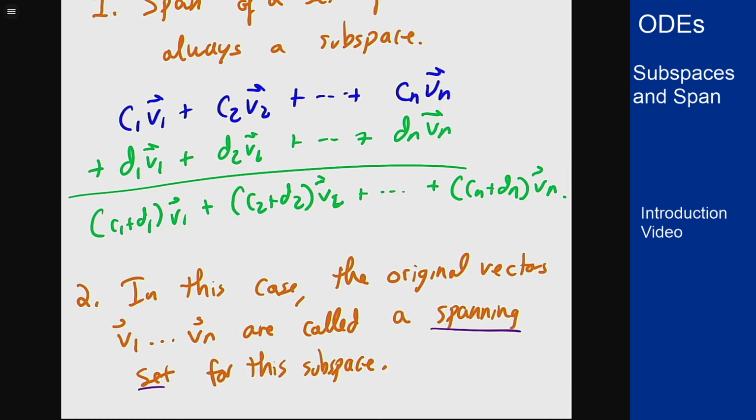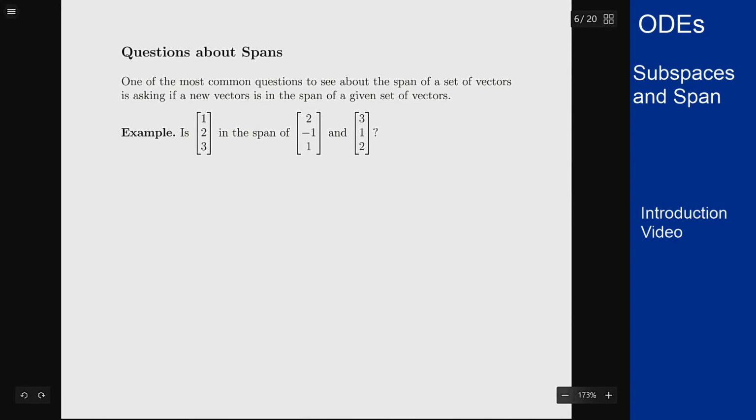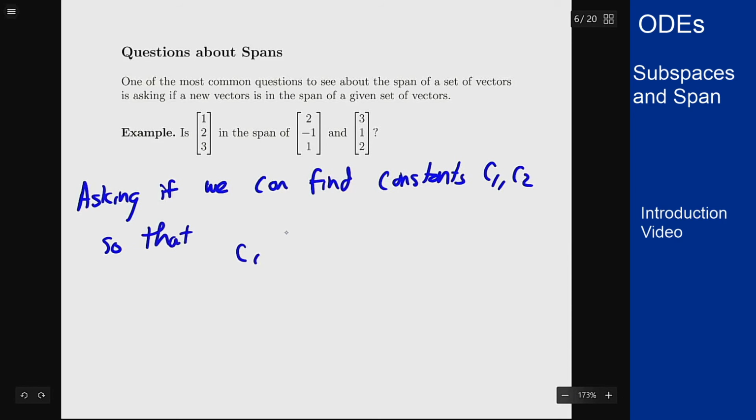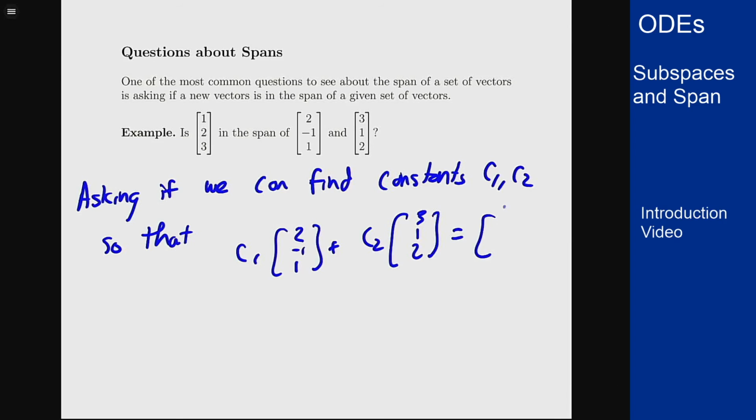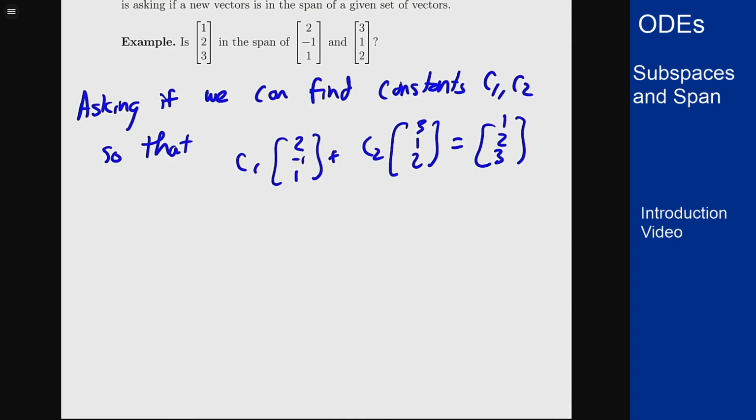Now, one of the main questions you get asked about a span is if a given vector is in the span of the original set of vectors. So I want to ask, is the vector (1, 2, 3) in the span of (2, -1, 1) and (3, 1, 2)? What's this question really asking? This question's asking if I can find constants c1 and c2 so that c1 times the vector (2, -1, 1) plus c2 times the vector (3, 1, 2) gives me (1, 2, 3). That's really what it's asking. But that's just a system of equations I can try to solve with matrices. So I can set up the augmented matrix and then try to solve this out and see what I get.